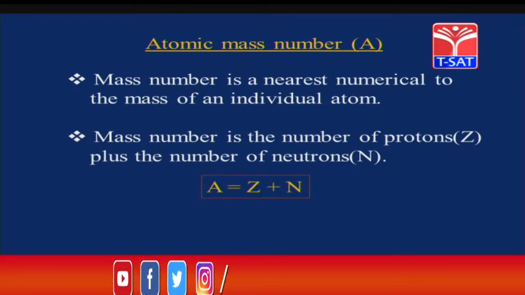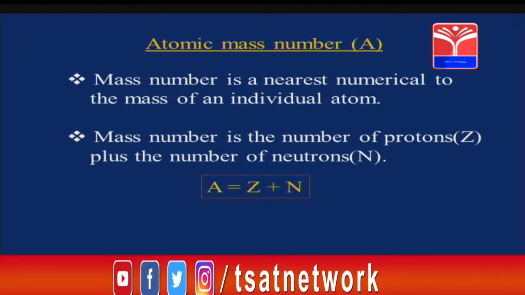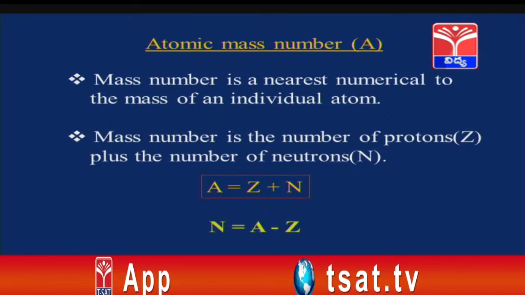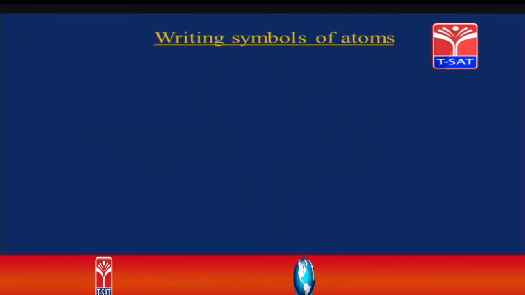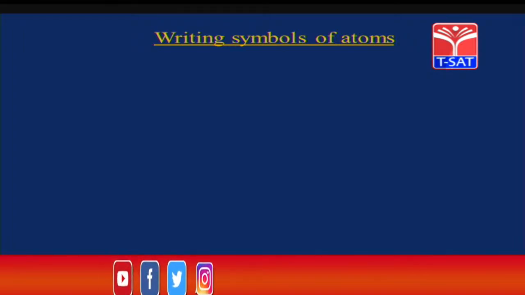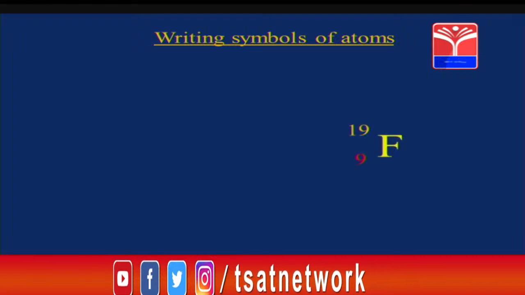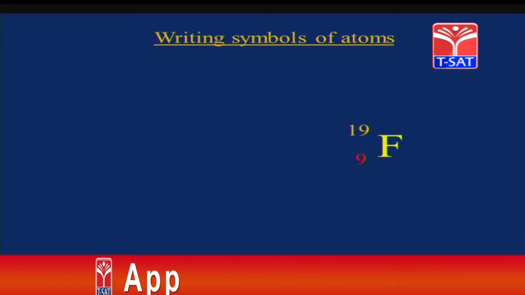Atomic mass number A is equal to atomic number Z plus number of neutrons n: A equals Z plus n. From this, number of neutrons equals A minus Z. Writing symbols of atoms after knowing atomic number and atomic mass number. Along with the atomic number and atomic mass number, the symbols of atoms can be written like this.